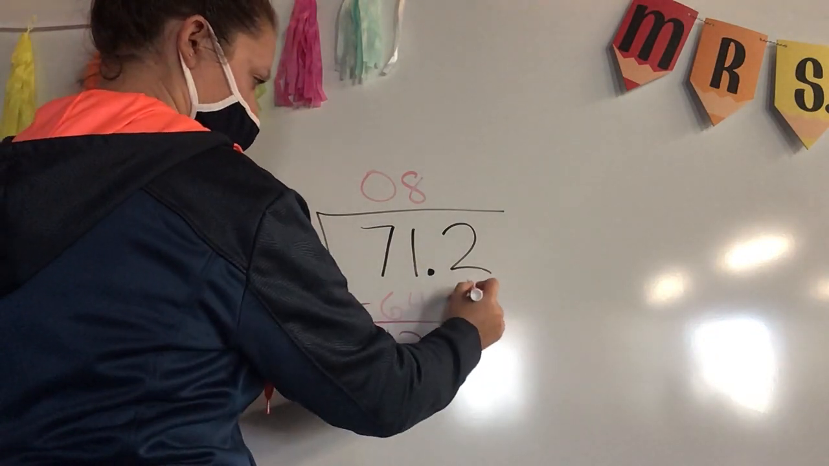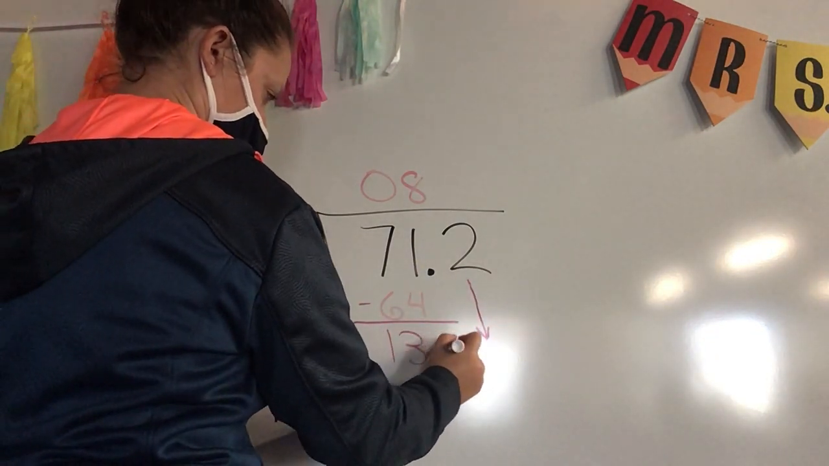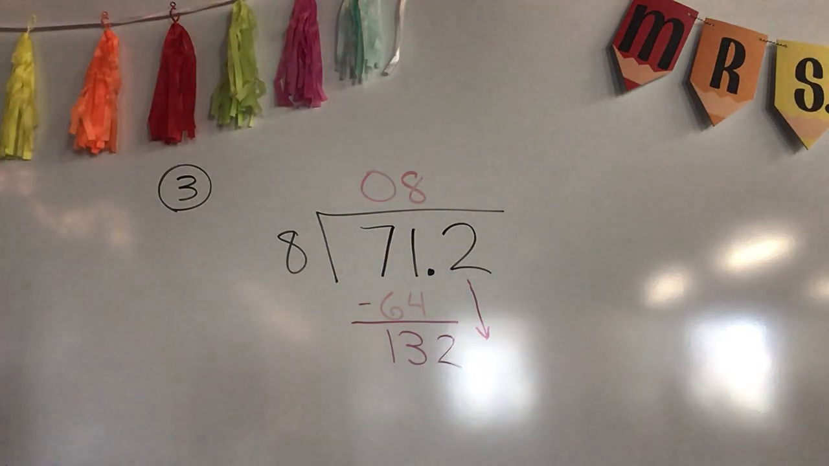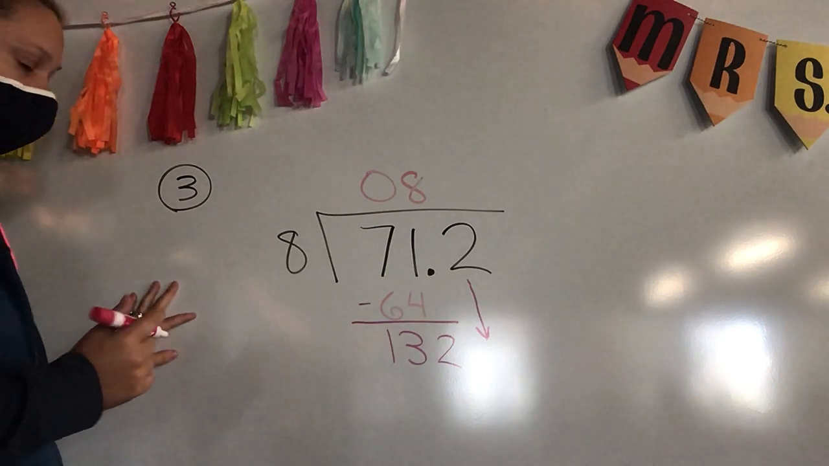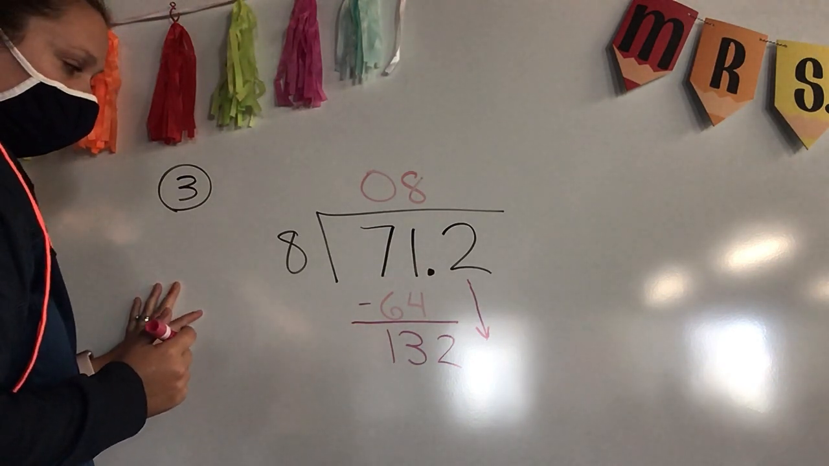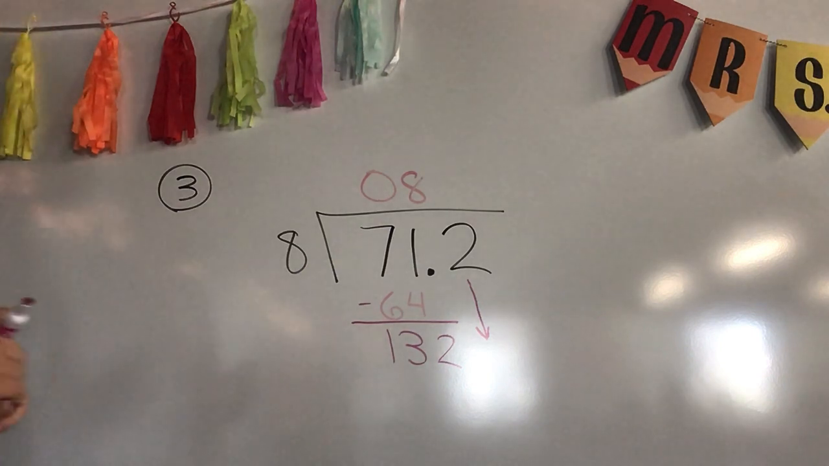I need to bring down my 2. Now what? Mimi? And how many times can it go into it? Did we maybe have a mistake? Yeah. What was our mistake? Mason? You can go higher with the 64.